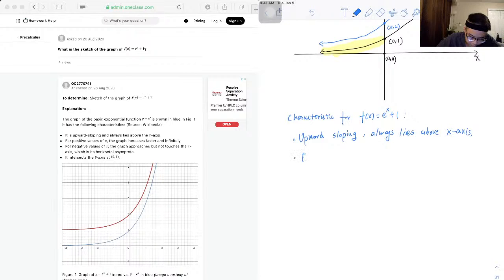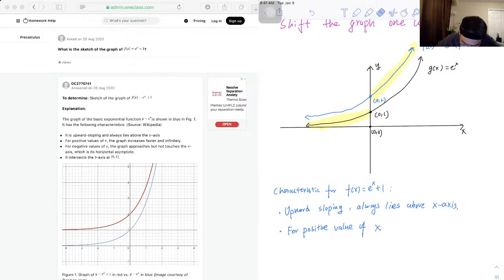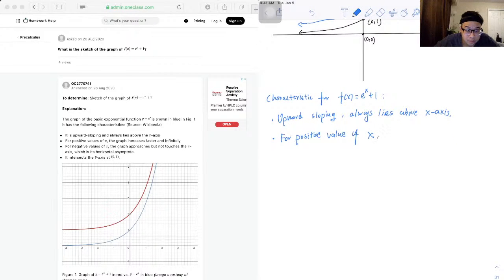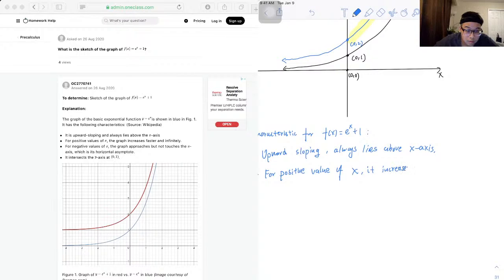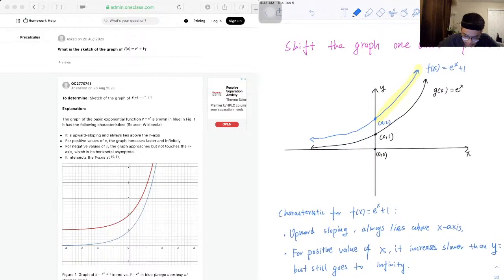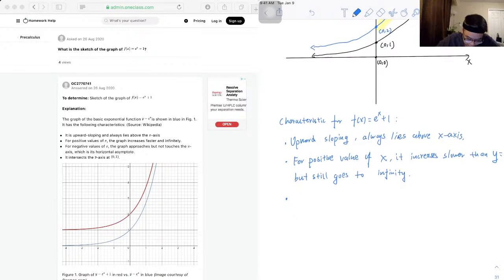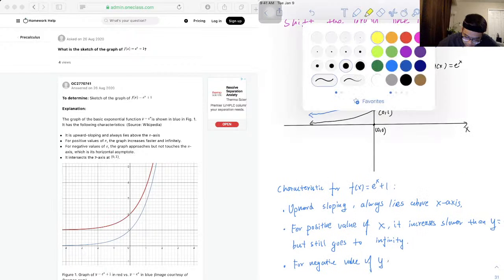And then for positive values of x, so we're talking about this part for now, it increases slower than y = e^x, but still goes to infinity. Right, so still goes to infinity. And next thing is for negative values of x, which is the green part.